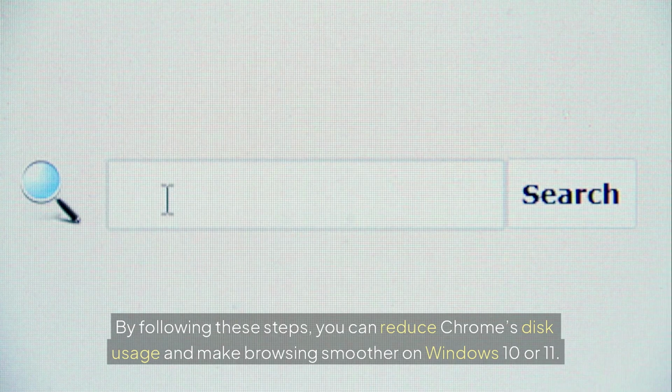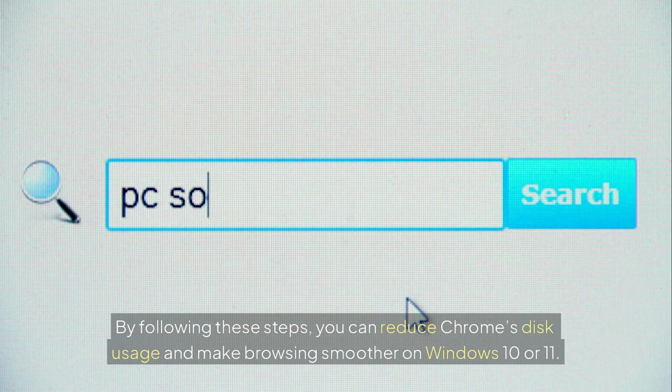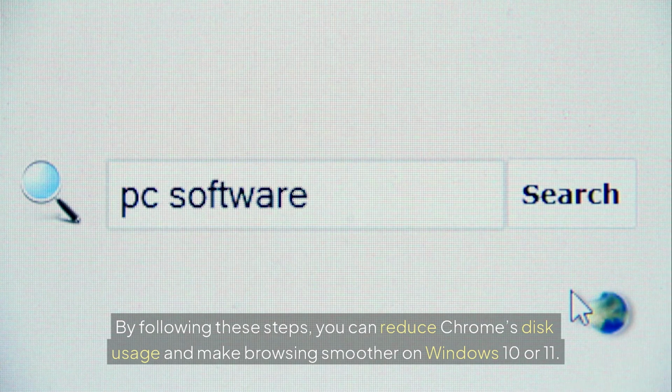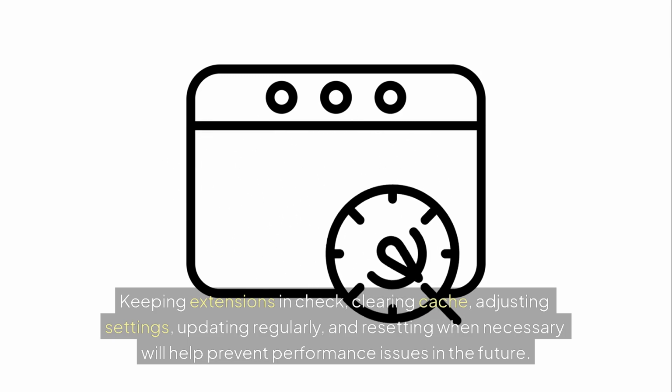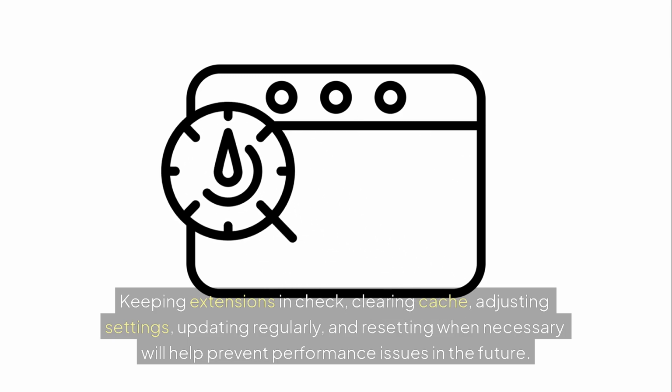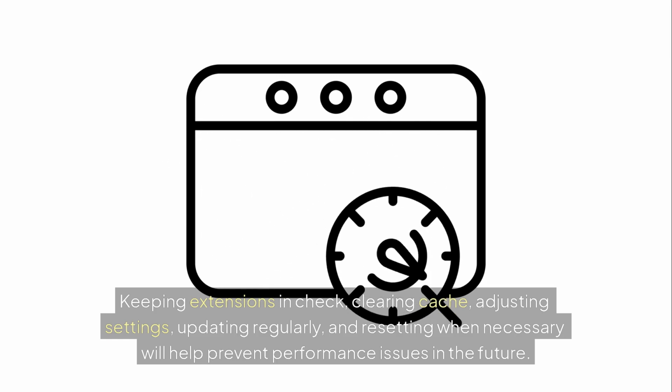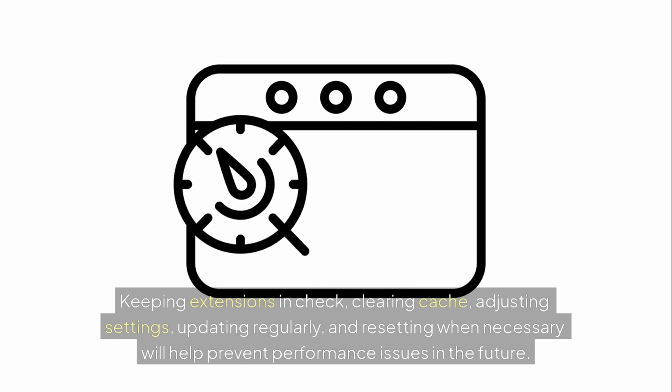By following these steps, you can reduce Chrome's disk usage and make browsing smoother on Windows 10 or 11. Keeping extensions in check, clearing cache, adjusting settings, updating regularly, and resetting when necessary will help prevent performance issues in the future.